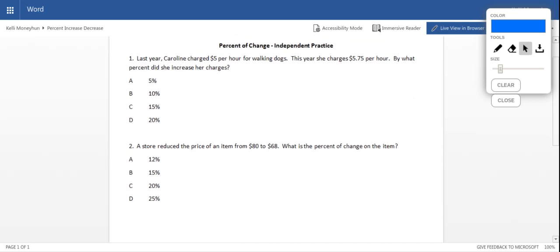Hey guys, so we are talking about percent of change, okay? So this is just like the regular percent problems that we've been doing, but there's an extra step, okay? So let's read the first one.